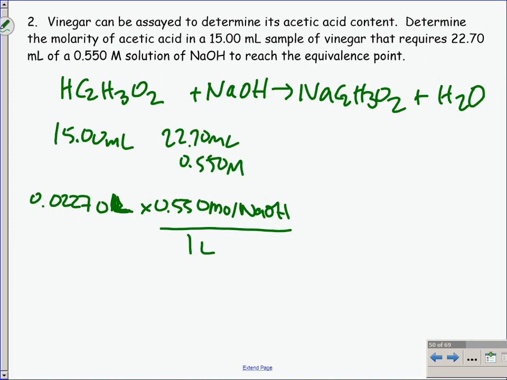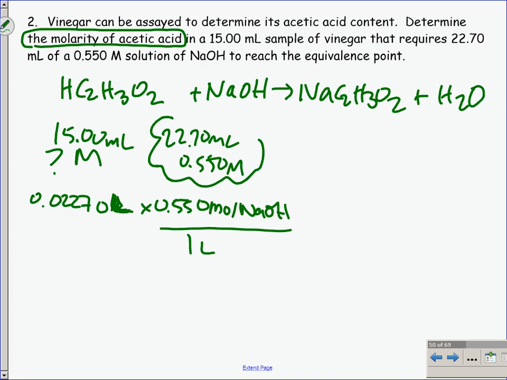Once again, this is old news. You read your question, you saw that the question was asking about acetic acid given the 15 milliliters. It said determine the molarity of the acetic acid, so that's really my question. It's kind of hidden, but it's there. And then your sodium hydroxide milliliters and molarity are given. Again, that's your titrant, right? That's your standard.